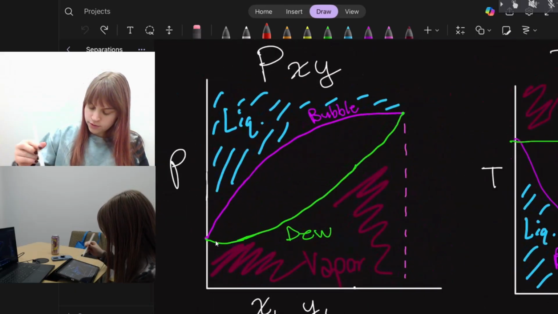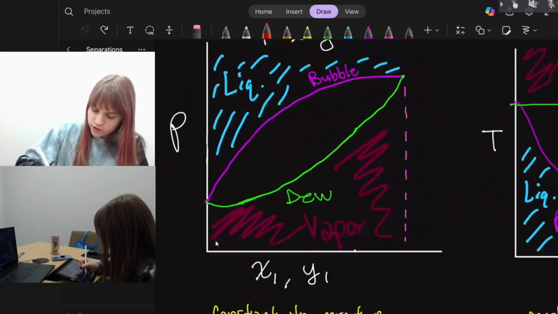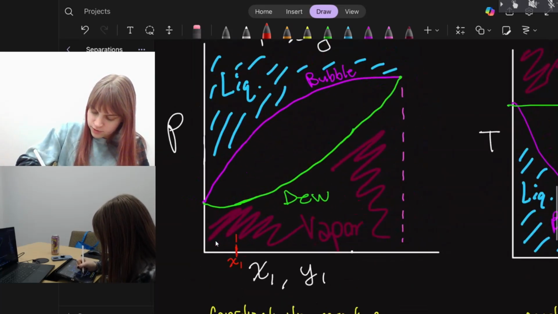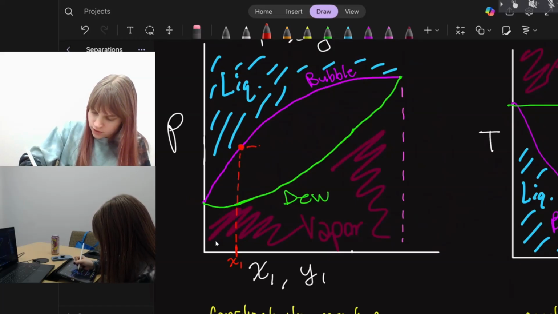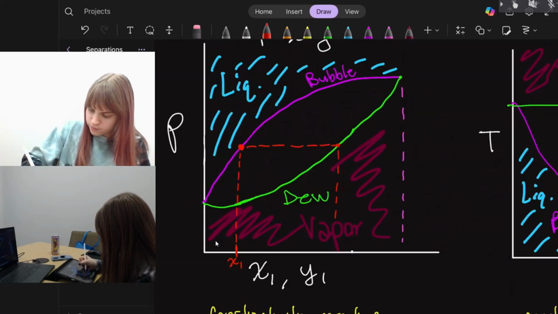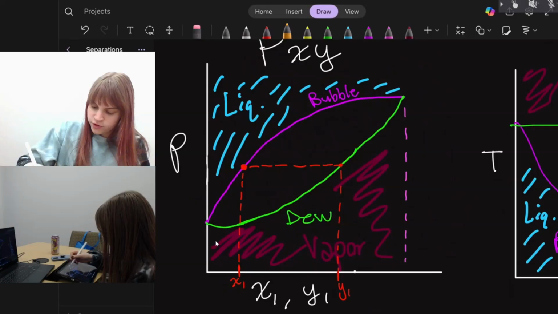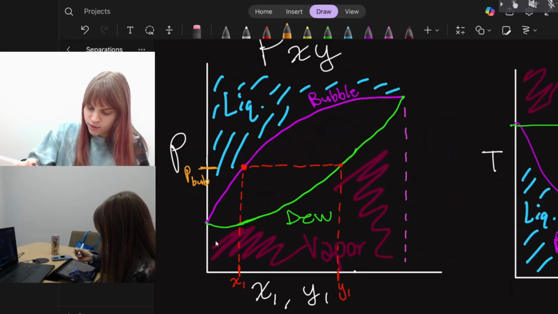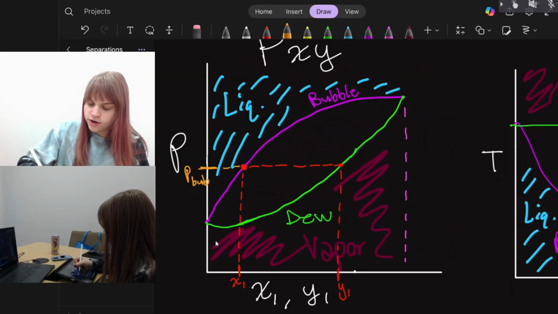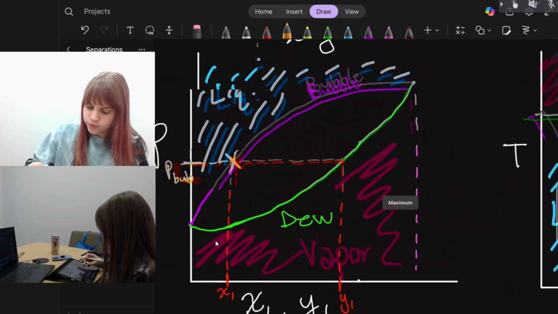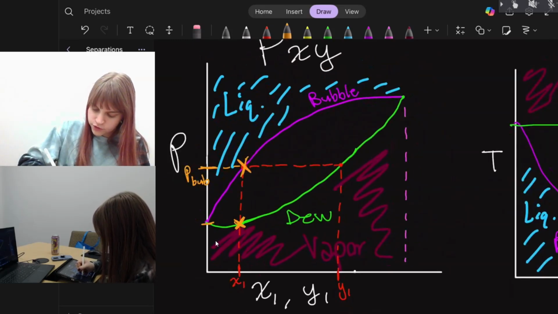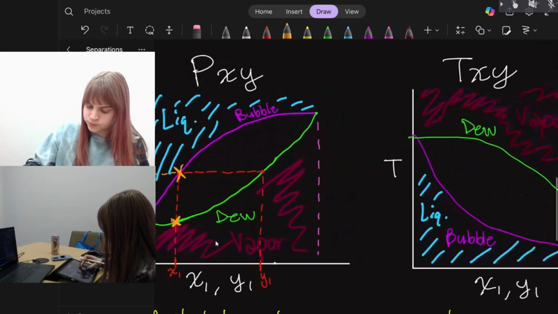If we were given an x1 here, we would simply follow this up and over, and where it intersects with the dew curve, that's how we get our y1. Also, this right here would be our P, our bubble pressure, where it intersects with the bubble curve right here. And we also have the dew pressure right there.